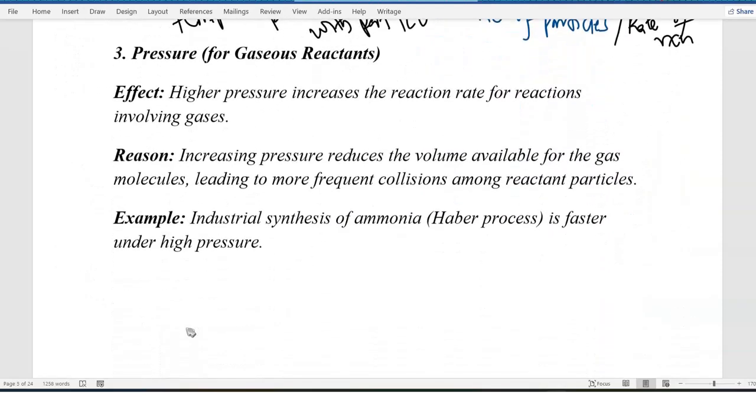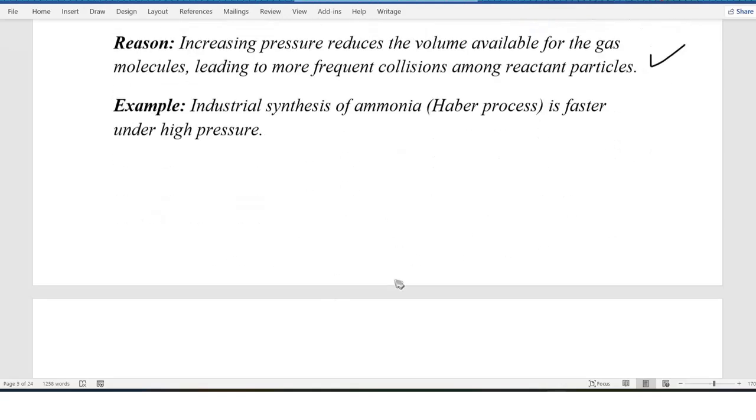Then the next part is pressure. For gases, especially when you have gaseous reactants, the higher the pressure, the higher the rate of the chemical reaction. The reason is that pressure reduces the volume available for the gas molecules, leading to more frequent collisions among the reactants. An example is the industrial synthesis of ammonia in the Haber process. You find that this process is faster under high temperature and high pressure.